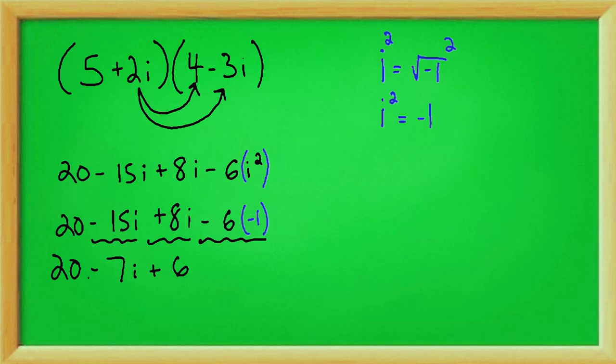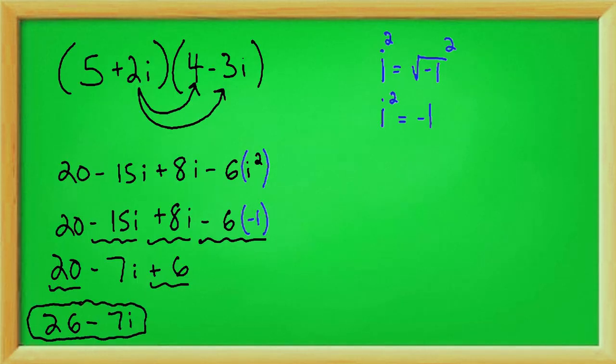So now we still have like terms. We have a positive 20, and we have a positive 6. So we can simplify this even further. 20 plus 6 is equal to 26, and we still have our negative 7i. So here is our solution to the expression, 26 minus 7i.